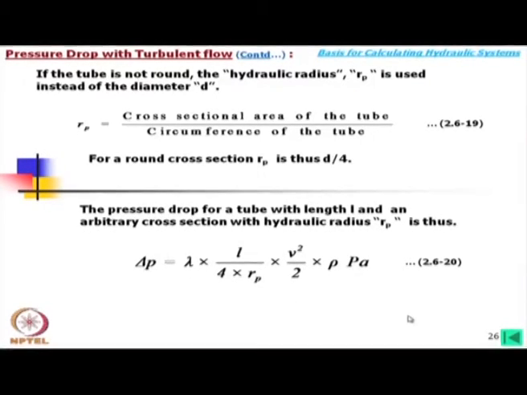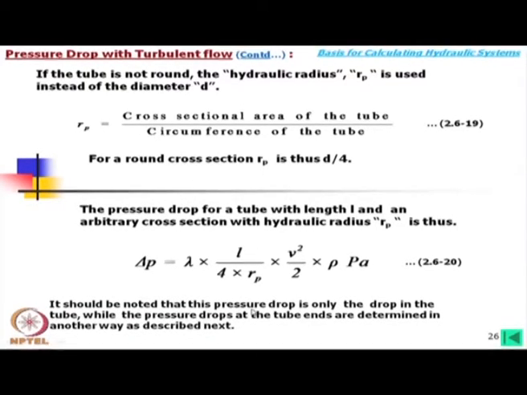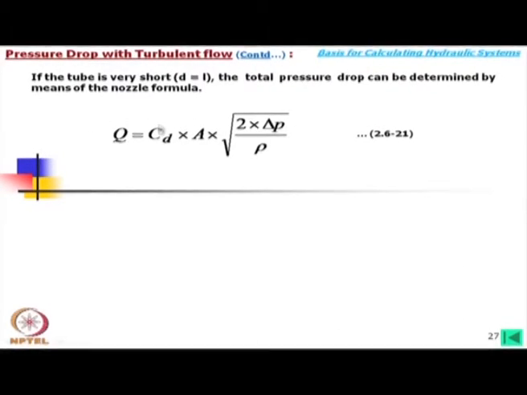Now, the pressure drop for a tube with length L and an arbitrary cross section with hydraulic radius R_h is thus expressed in this form. It should be noted that this pressure drop is only the drop in the tube, while the pressure drops at the tube ends are determined another way, as will be described next. All these pressure drops are along the length, but we have to determine the pressure drop at the ends separately, which is given by these equations.